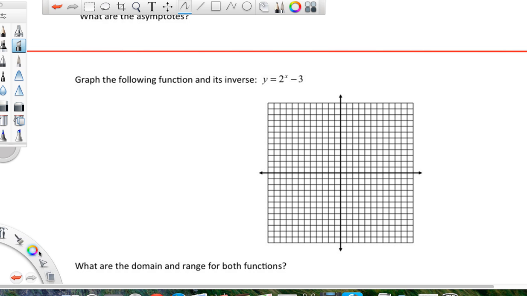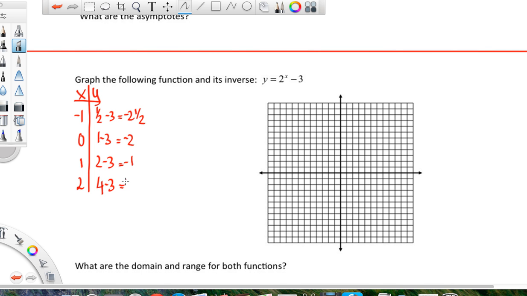Okay, in red, we'll go a little bit faster for this. We're going to use -1, 0, and 1, and we'll use 2 as well to get a slightly larger value over there. So that's a half minus 3, -2.5. At 2 to the power of 0, that's 1, and 1 minus 3 is -2. 2 to the first is 2, so 2 minus 3 is -1. 2 squared is 4, so 4 minus 3 is 1.